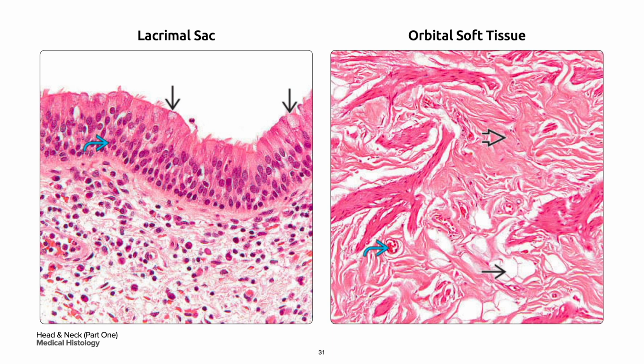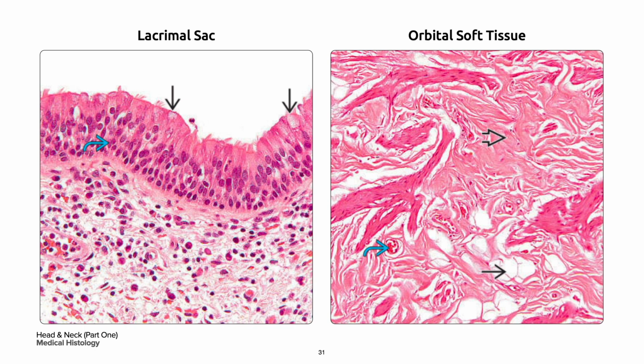On your right is the orbital soft tissue, which is composed of mature adipose tissue in single black arrow and supporting collagenous tissue in bold black arrow. Small blood vessels pointed in curved blue arrow are also present.